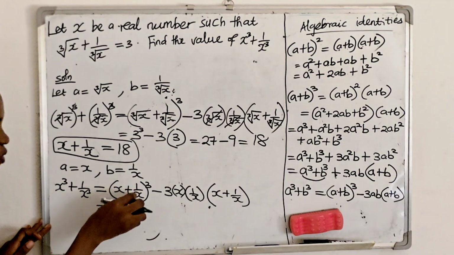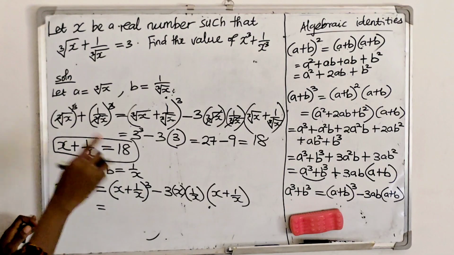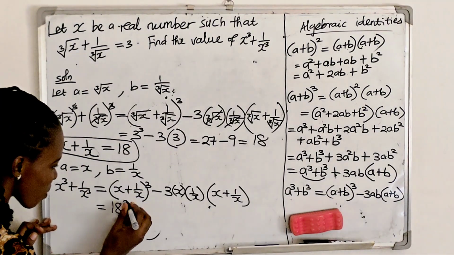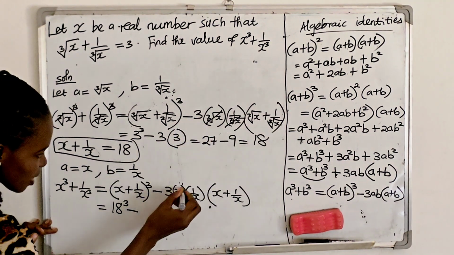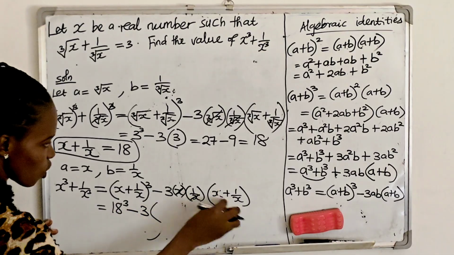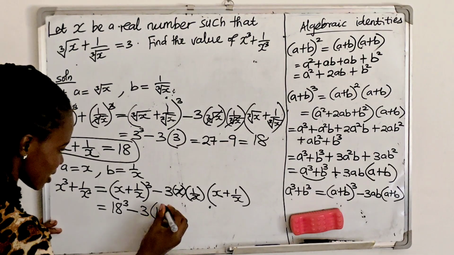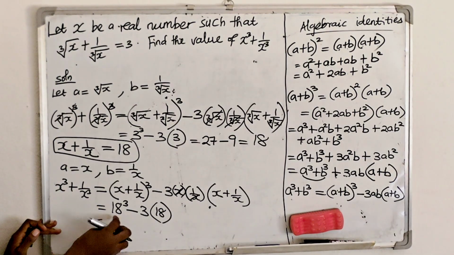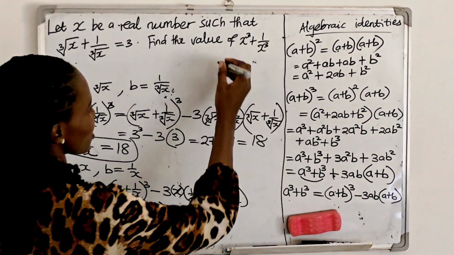Alright, so let's go further. Remember, x plus 1 over x, we have solved it here and it gave us 18. So anywhere I see x plus 1 over x, I will replace it with 18. So I have 18 raised to the power of 3 minus, remember what we did in the other one, this can cancel out this. I'm left with only 3. The whole of this is equal to 18. Good. So we can simplify this, right? So 18 raised to the power of 3 means 18 times 18 times 18. So let's go and solve it.